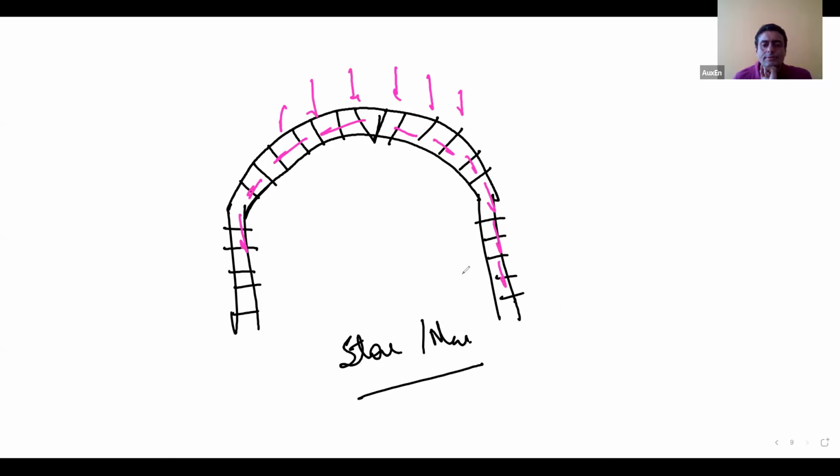Are you with me so far? Or suppose I had a system which was, let's say, structural steel.